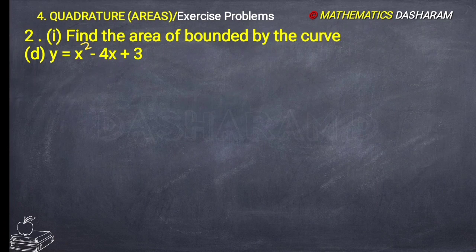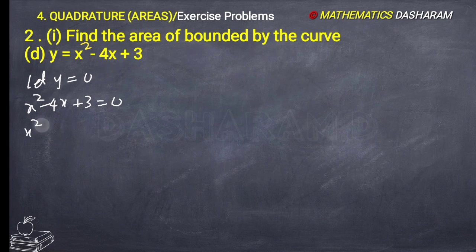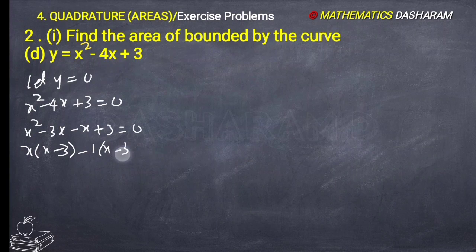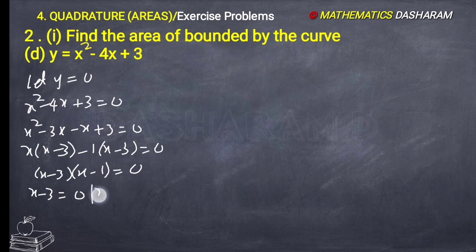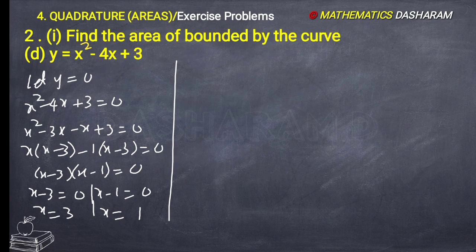Next question: y equals x square minus 4x plus 3. Let y equal 0. Then x square minus 4x plus 3 equals 0. So x square minus 4x can be written as x square minus 3x minus x plus 3 equals 0. Take x common, next here minus 1 common. So (x minus 3)(x minus 1) equals 0. x minus 3 equals 0, x minus 1 equals 0. Here x equals 3, here x equals 1. So therefore the ordinates are 3 and 1.